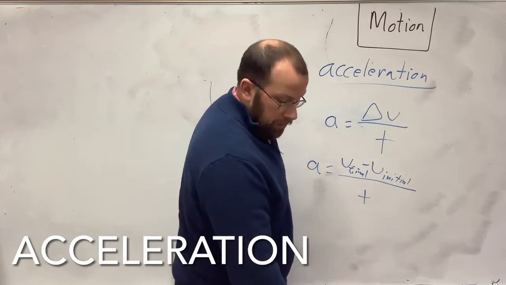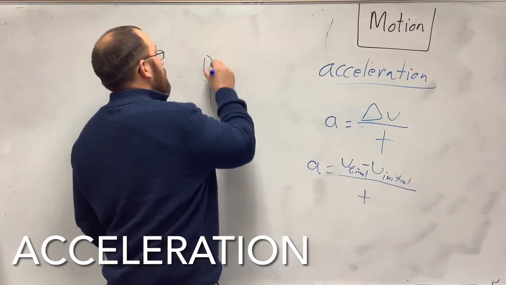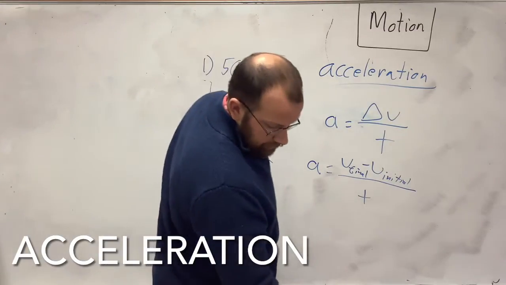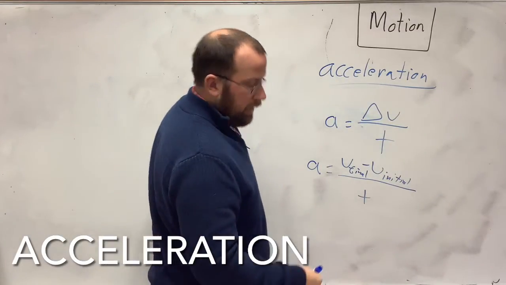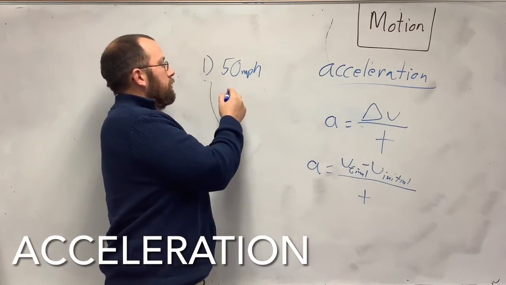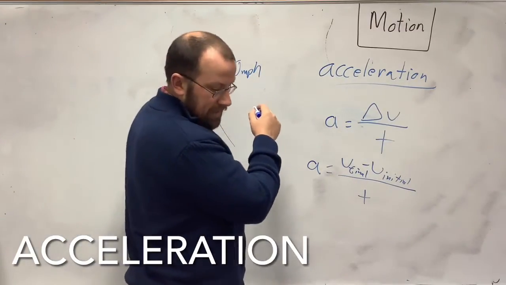And we're going to do some examples here. So what if I say I'm going 50 miles per hour and then I slow down to a stop in 10 seconds.